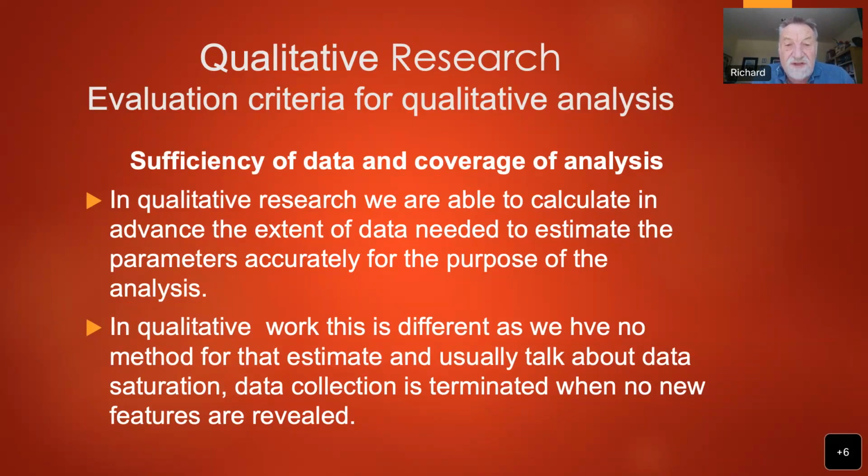In qualitative work, this is different as we have no method for that estimate and usually talk about data saturation. Data collection is terminated when no new features are revealed. So you can imagine that if you're doing a piece of qualitative research, say you'll want to work with drug injectors about a certain question, you will start talking to them, and then you will find after a certain point that there's no new data coming out, and that is what we would call saturation. So when no new data is coming out, then probably we've got the nub of the answer. And of course, with qualitative data, you're usually using much fewer people, so it'd be quite valid to do a piece of research with 15 people if you're getting very in-depth responses from them.